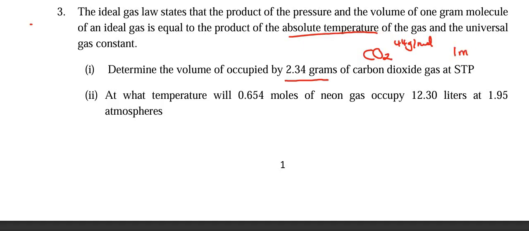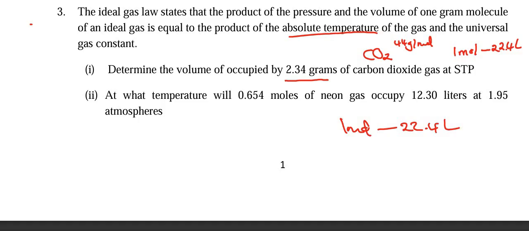At STP, you know the number of moles is 1, then the volume is supposed to be 22.4 liters. That's what you know. So now we can just go and say the pressure, they're asking for the volume, right? Determine the volume. So here we don't even complicate things. They're asking for the volume. So we know at STP, every single mole occupies 22.4 liters.